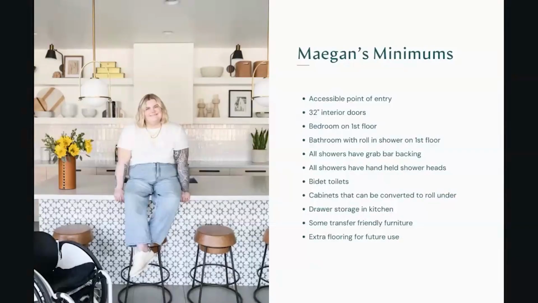So minimum, I want every house to have an accessible point of entry. I want every house to have at least 32-inch interior doors. A bedroom and a bathroom with a roll-in shower on the first floor is a really important minimum to have. All showers, no matter what they are, having grab bar backing so that if you don't need grab bars now, you know that you can add them in the future. Of course, all showers to have those handheld shower heads. Bidet toilets. Could be something as simple as just putting the outlet there for the future if someone's not really sold on it now, like that's such an easy add to do during the construction process.